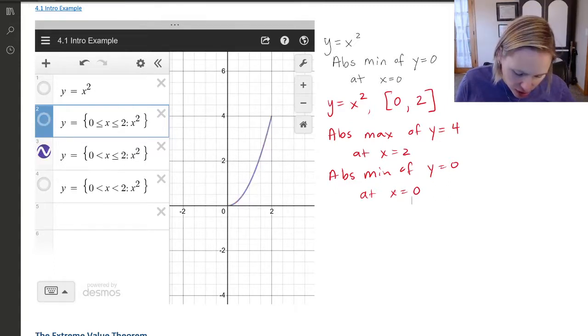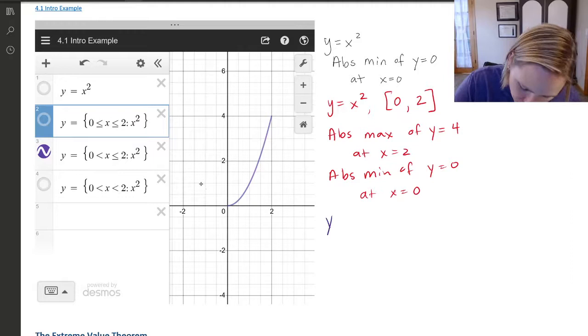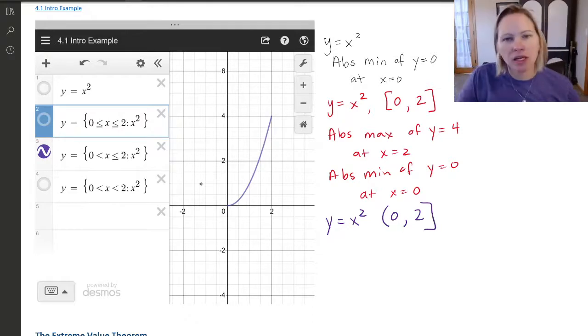So now let's take a look at another interval here. Now this one I do not include 0. So the way that we would see this is we'd say this is y equals x squared, but this time I'm going to open up that left side and I'm going to have an open interval on the left but keep it closed on the right. And so what it looks like is this.